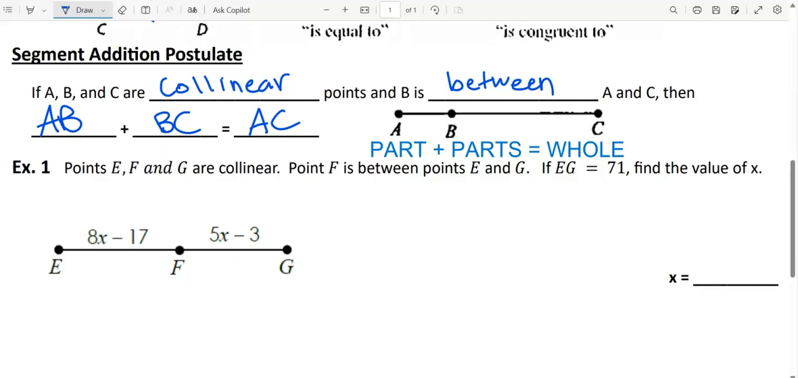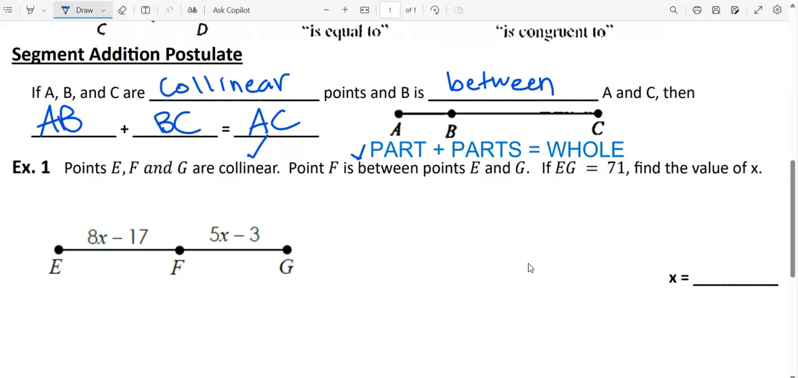Now y'all see this picture. We have a segment, 3 collinear points. F is somewhere in between E and G, right? So those are 2 things we want to mentally check mark. E, F, and G are collinear, check. F is between, check. Okay. If that's the case, now I have parts, and then I have a whole thing.